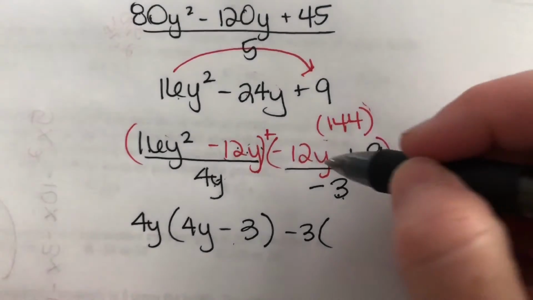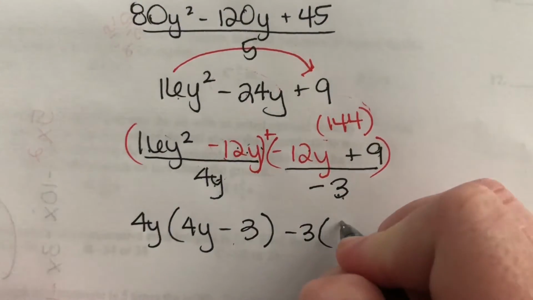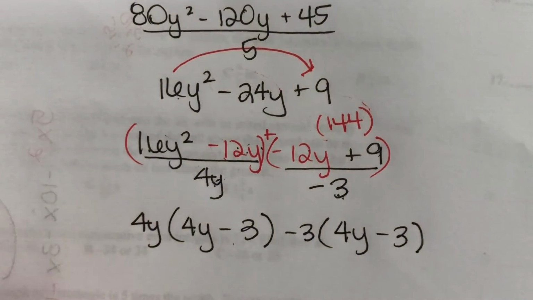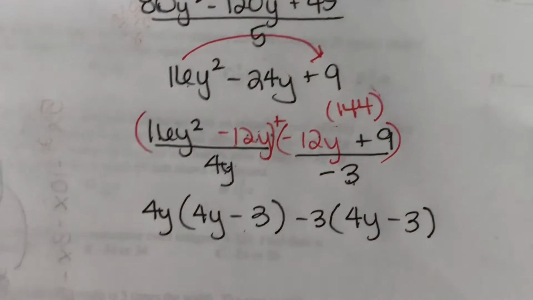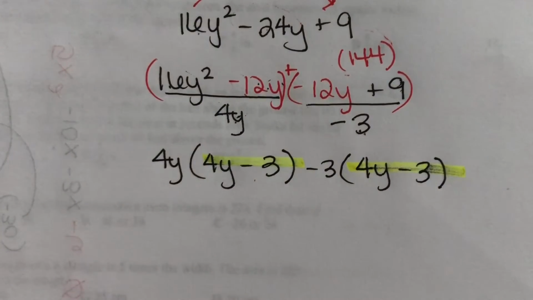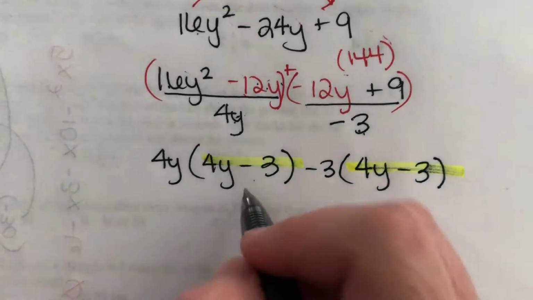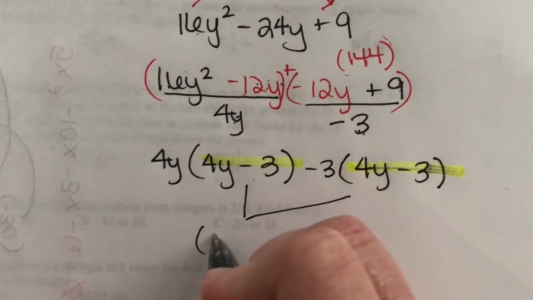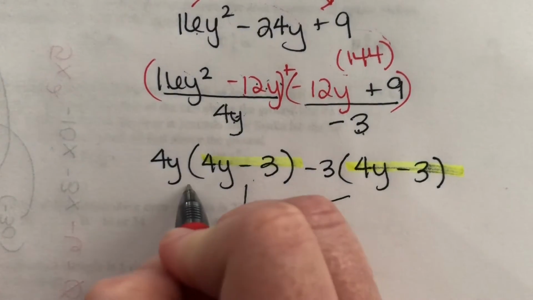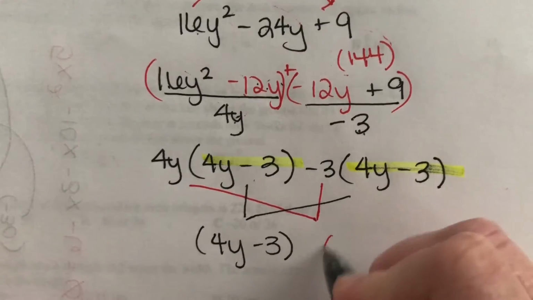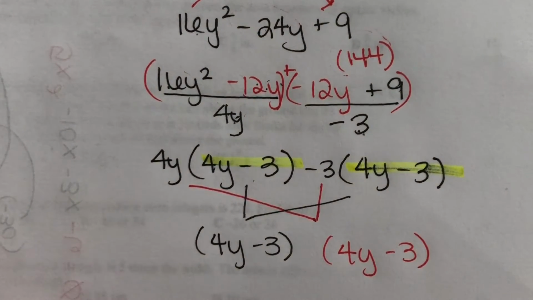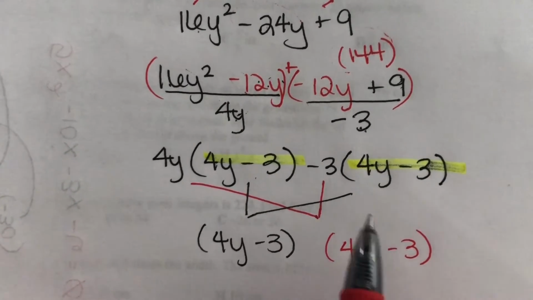Over here, negative 12y divided by negative 3 is positive 4y. 9 divided by negative 3 is negative 3. And I can see that my parentheses match. So I'm going to pull both of these out over here and write 4y minus 3 one time, and then pull the leading coefficients out over here and write 4y minus 3. So I've got 4y minus 3 times 4y minus 3.